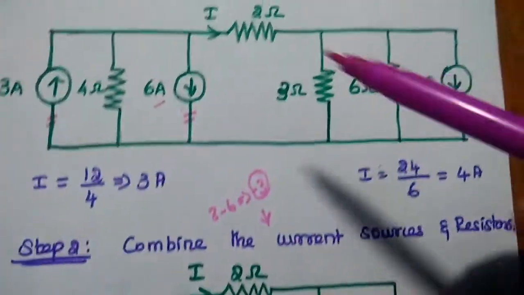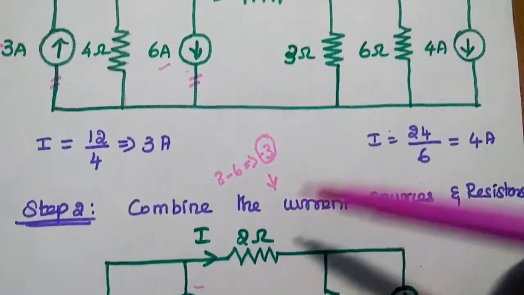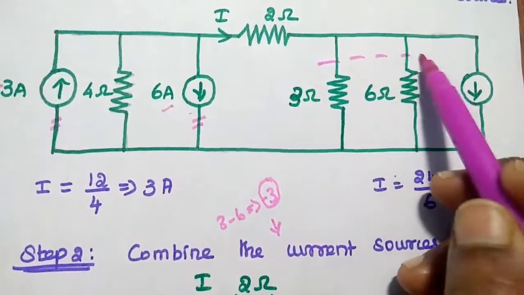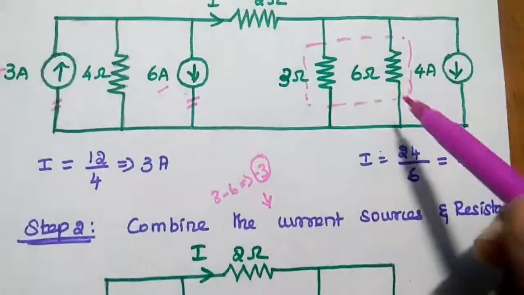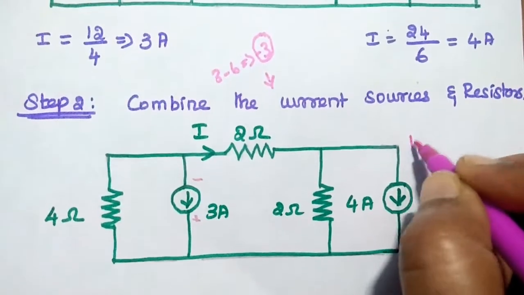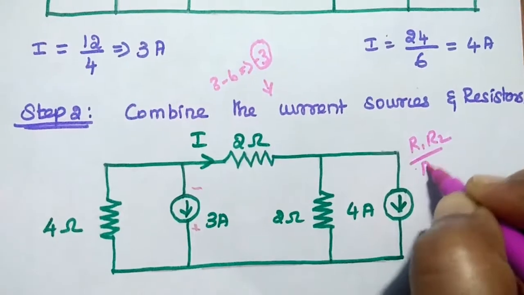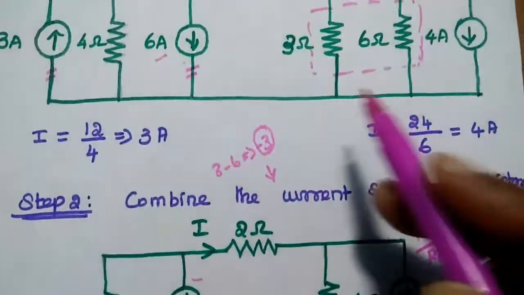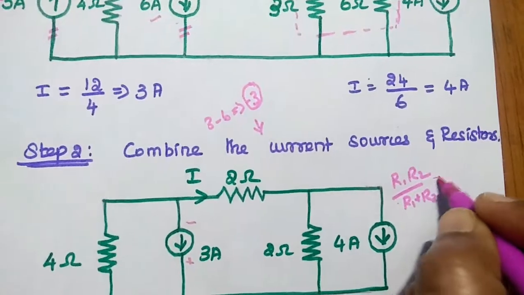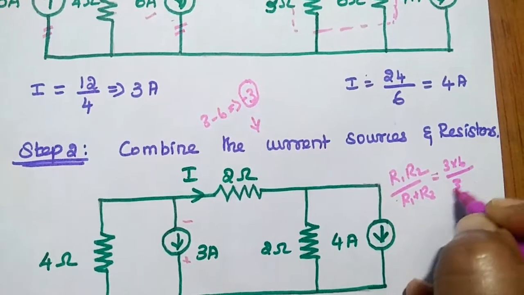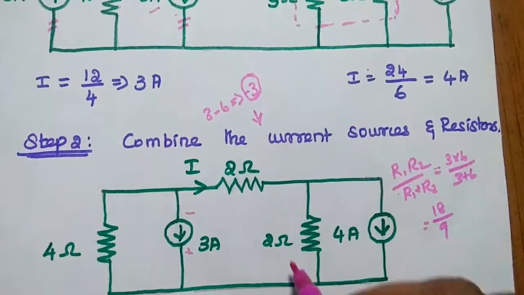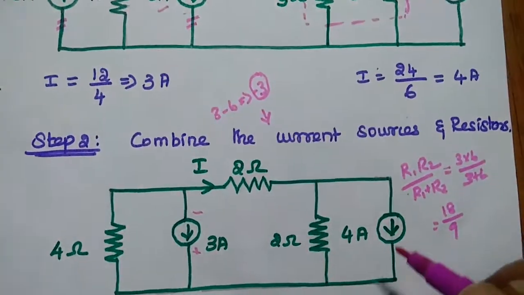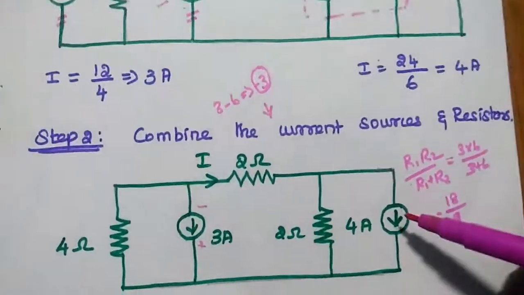Okay, and then the remaining 2 ohm we can take it as such, and here these two resistors are in parallel. So parallel means we can combine these two resistors together like this. So we can write R1 R2 divided by R1 plus R2. So what are the values? 3 and 6. So here 3 into 6 divided by 3 plus 6. That is equal to what? 18 divided by 9. So here we can get 2 ohm and this current source as such.